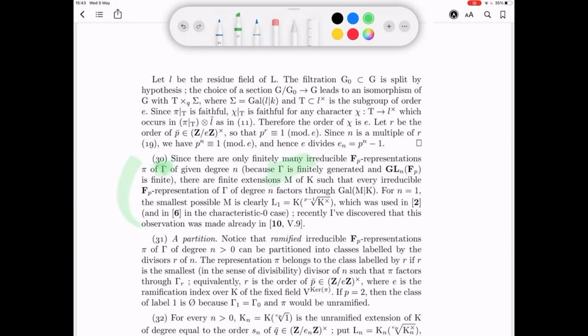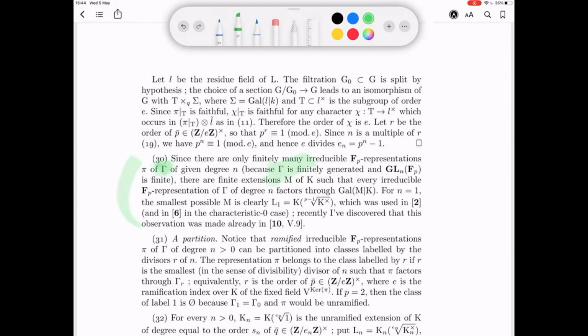And it doesn't have a special generator. And the action of G modulo G naught, let's call it sigma. The action of sigma on G naught coming from this short exact sequence is raising to the power Q, where Q is the number of elements in the residue field of the P field K.